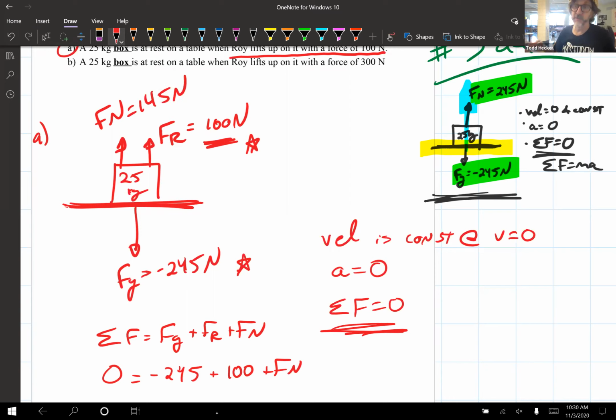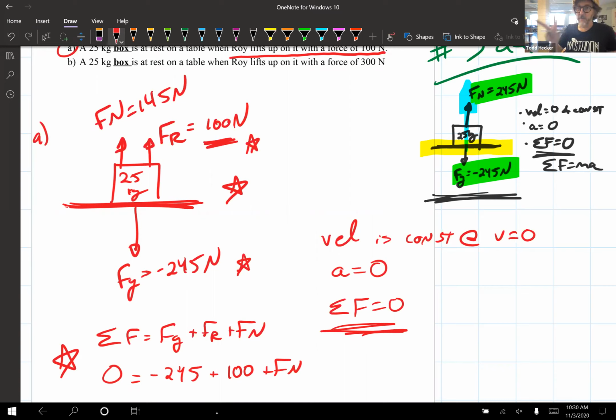All right. Now, obviously, you could have solved that without going through this process just by thinking, oh, well, I've got 245 down. I need to have 245 up, so I need another 145. And that also works. All right. So this is my complete free body diagram here. Okay.